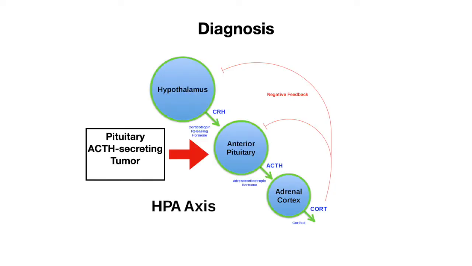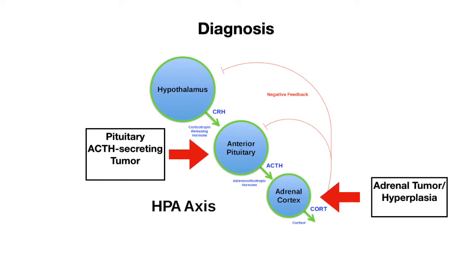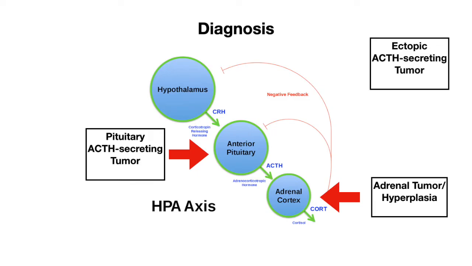All right, let's now talk about the diagnosis of Cushing syndrome, which can be a little bit complicated, but we'll try to simplify things here. The main thing we're trying to understand is what is the underlying cause of this excess cortisol? Are we dealing with a pituitary ACTH secreting tumor? Are we dealing with an adrenal tumor or adrenal hyperplasia? Or is this an ectopic ACTH producing tumor?